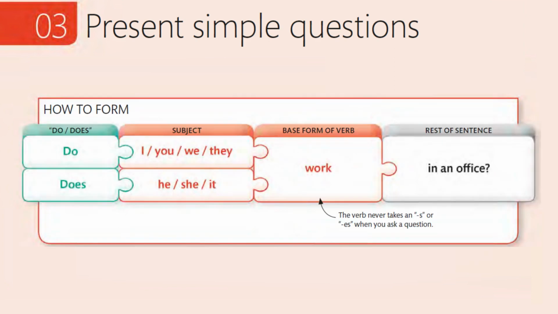How to form. Do I, you, we, they work in an office? Does he, she, it work in an office? The verb never takes an s or es when you ask a question.